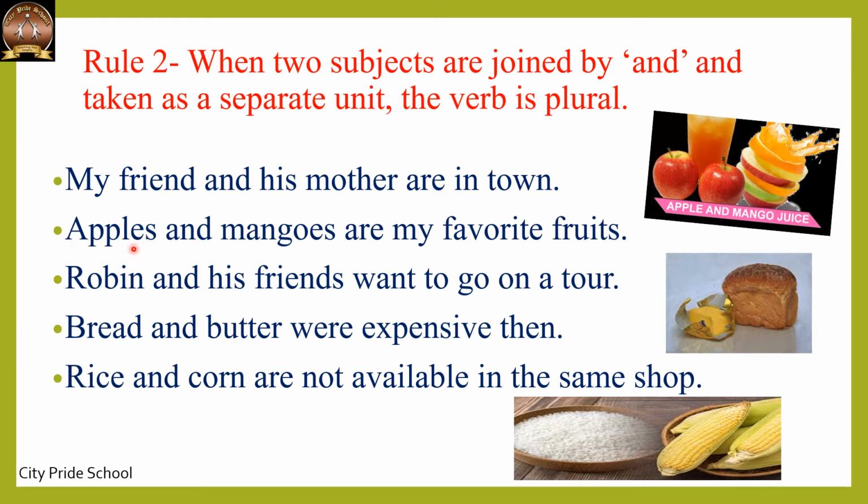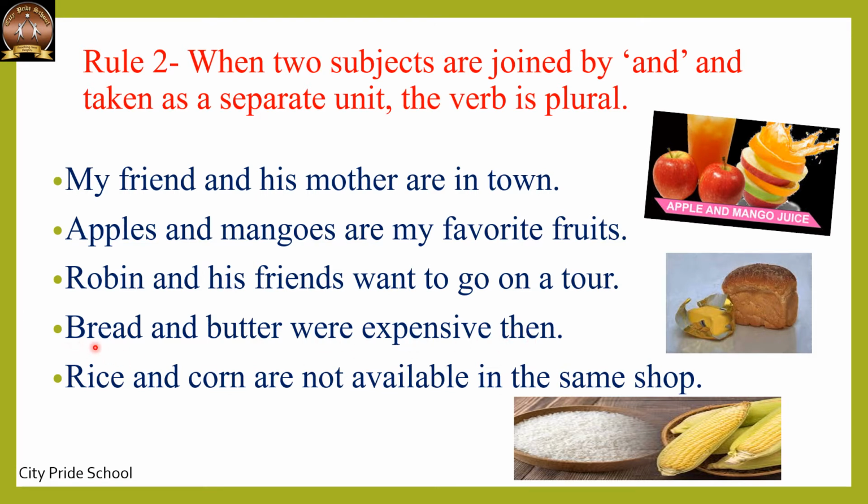Similarly, apples and mangoes are my favorite fruits. So here we are talking about two different subjects, the apples and the mangoes, and both the subjects are joined with the conjunction and. So we use the plural verb are. Robin and his friends want to go on a tour. Bread and butter were expensive then.